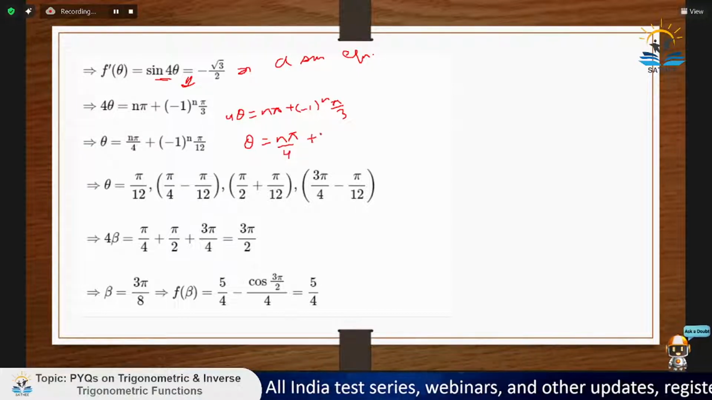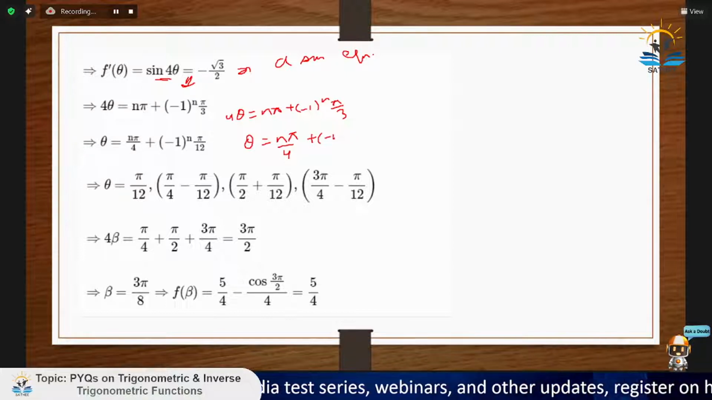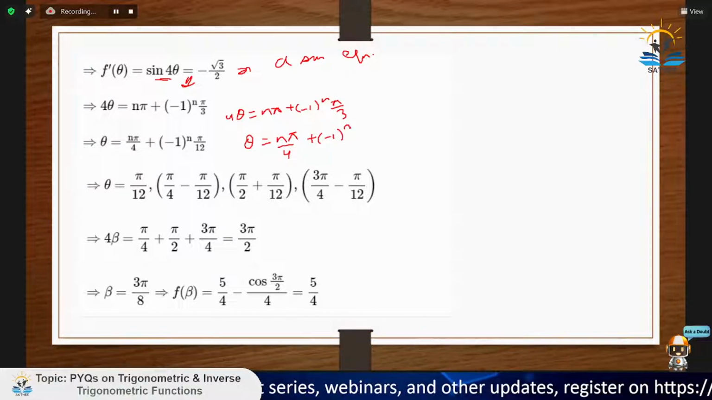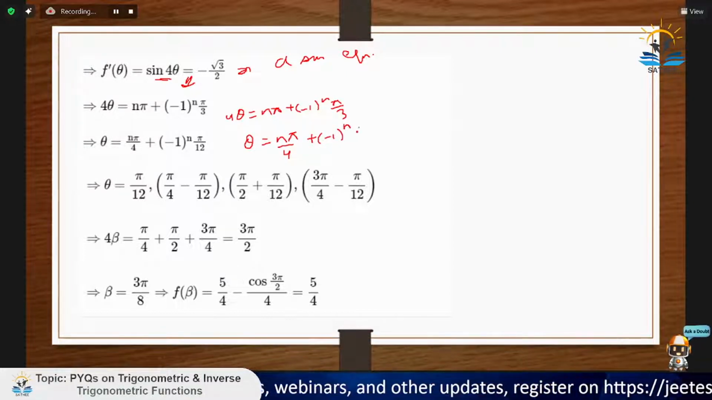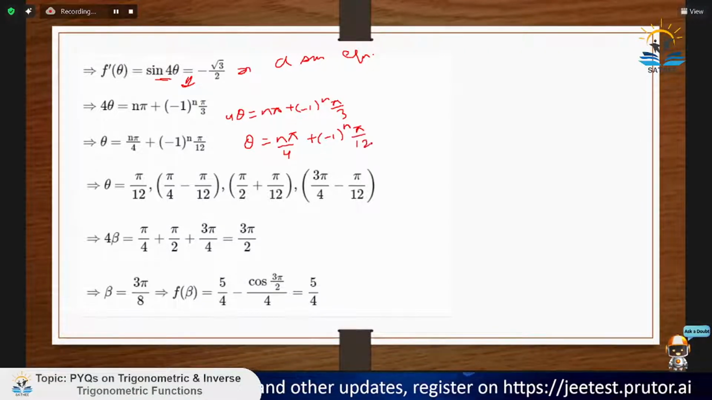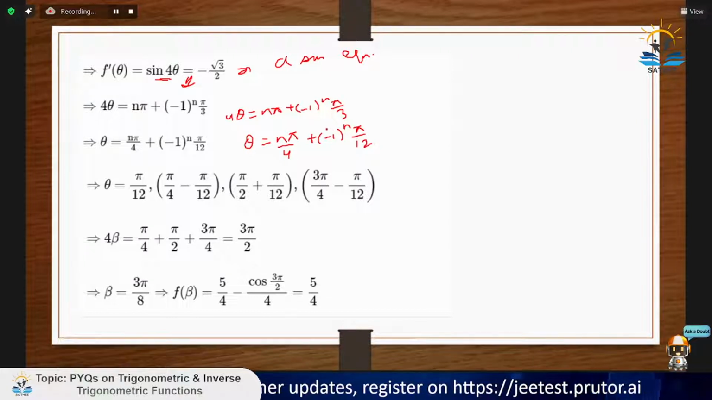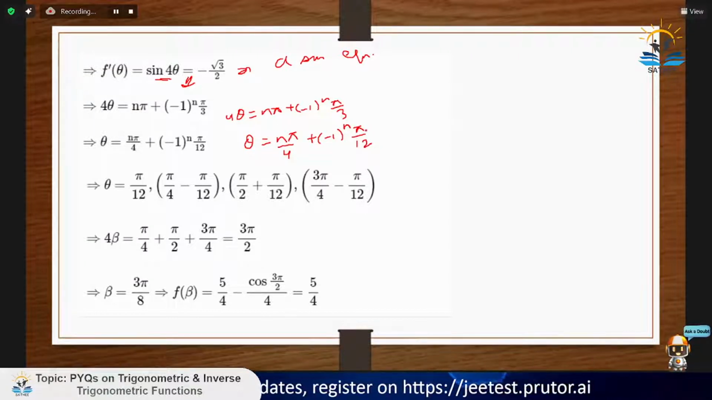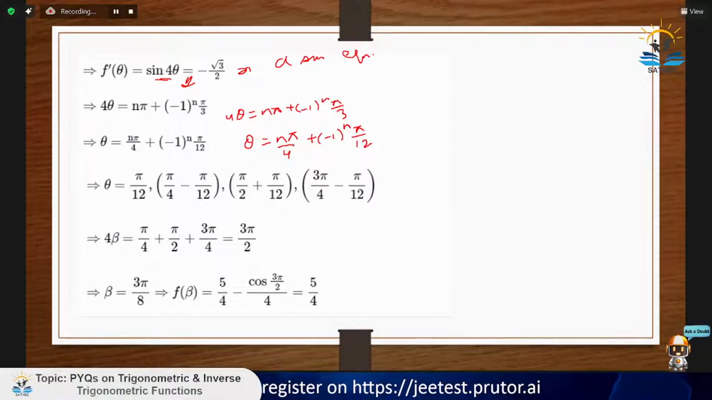plus -1 power n into pi by 12. Okay, so now you can simply put in different values for n and you will get the final answers. Putting n equal to 1, you will get minus pi by 12 minus pi by 4. Putting n equal to -1, similarly you can put different values of n and you will get these answers.